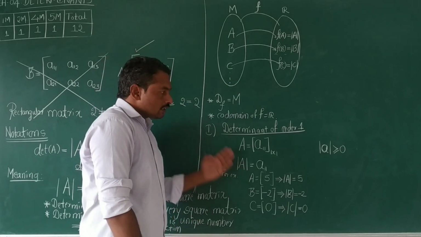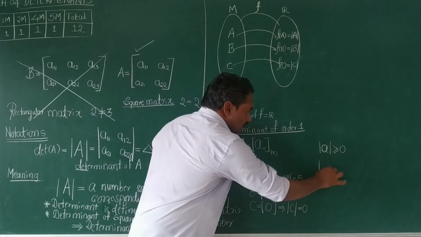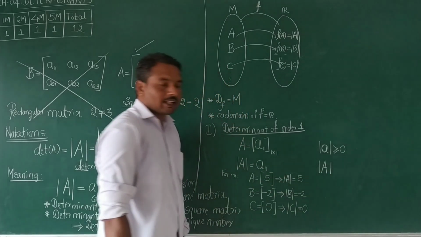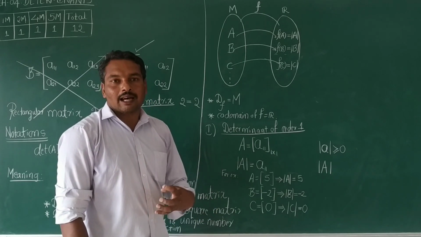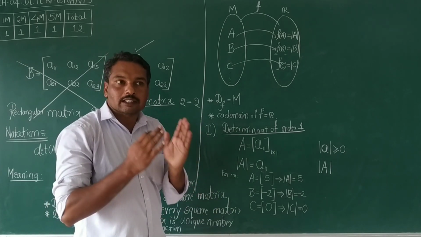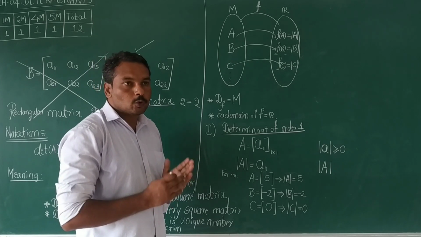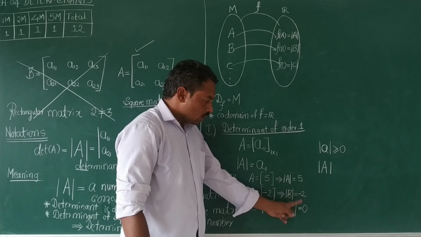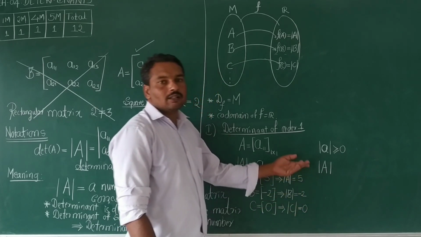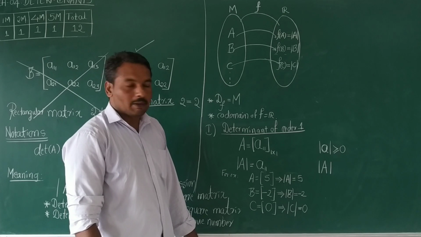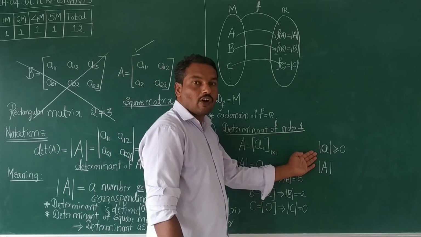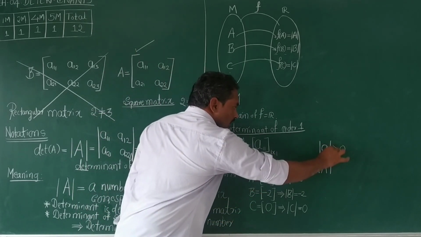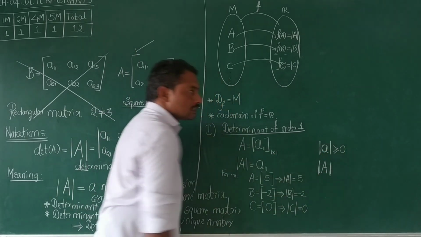But in case of determinant, determinant is defined for only square matrices. That means square matrices are the only inputs of the determinant function. The output of the determinant is either positive or negative or zero, whatever the real number may be. But in case of modulus, it should be non-negative. Therefore, the modulus notation is different from the determinant.